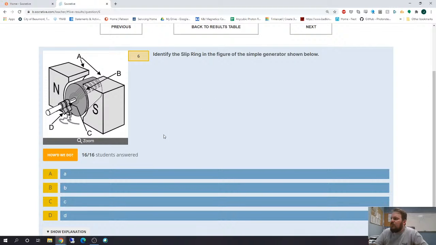Identify the slip rings. So that's these. In an AC generator, you will have one side of the windings connected to one slip ring and the other side of the windings connected to the other slip ring. The brushes ride on the slip rings and pull the electricity off.